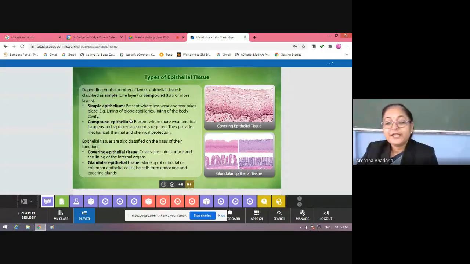Less wear and tear takes place. So internally, the organs inside our body will be made up of simple epithelium. So lining of the blood capillaries, lining of the body cavity. Done? Can you repeat? Lining of the blood capillaries and lining of the body cavity.